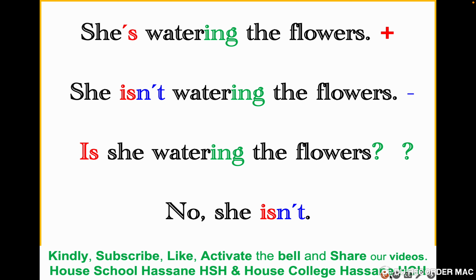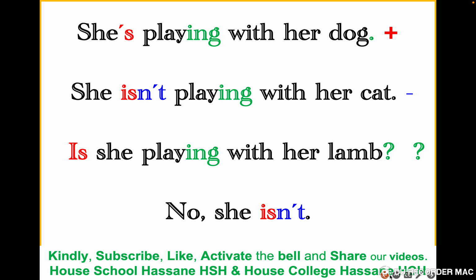She's watering the flowers. She isn't watering the flowers. Is she watering the flowers? No, she isn't. She's playing with her dog. She isn't playing with her cat. Is she playing with her lamb? This word is pronounced lamb. It's a small, little sheep. No, she isn't.